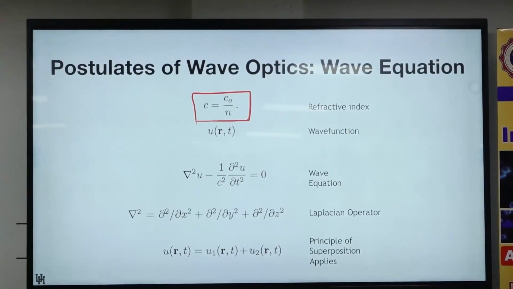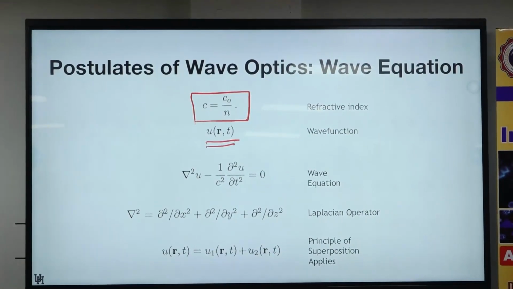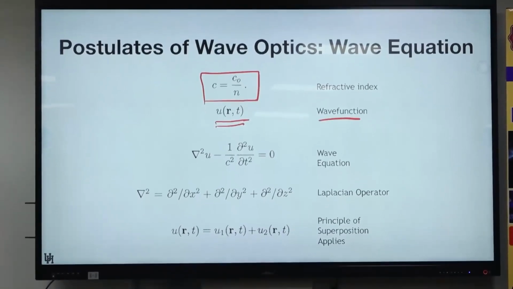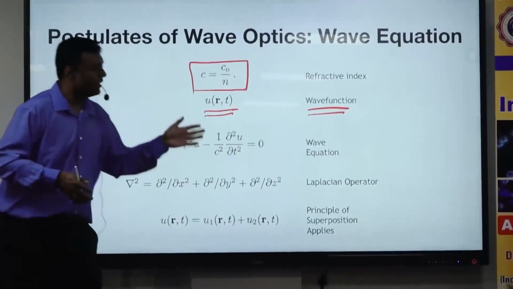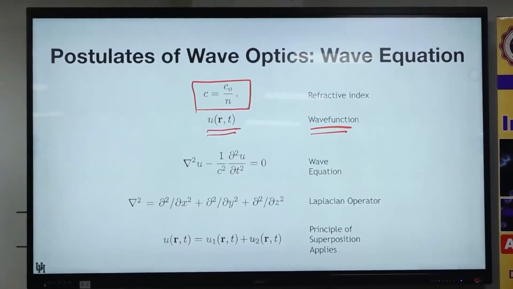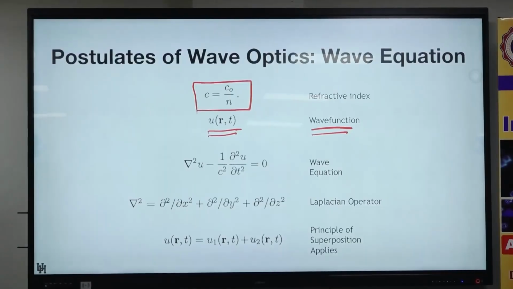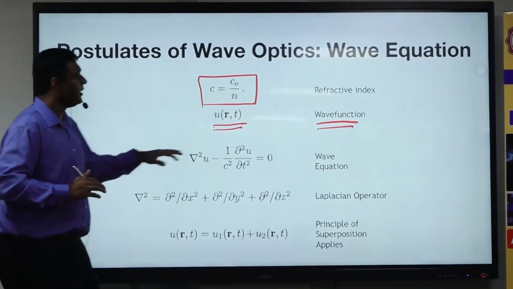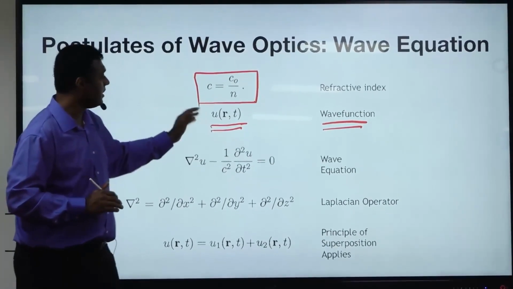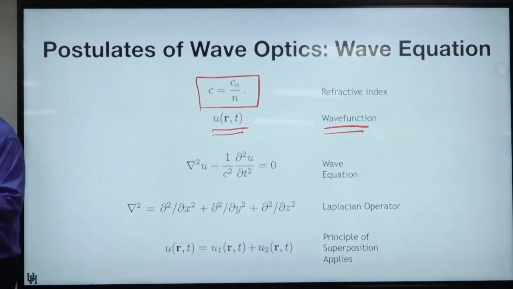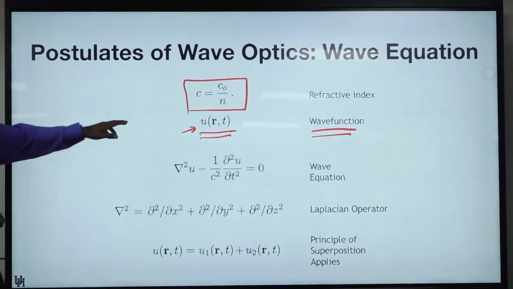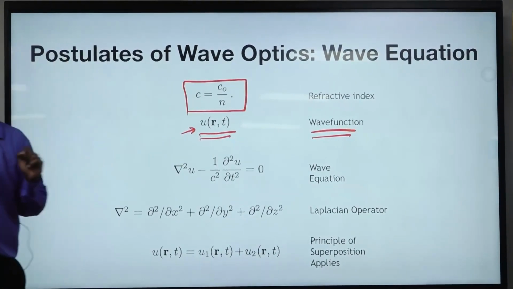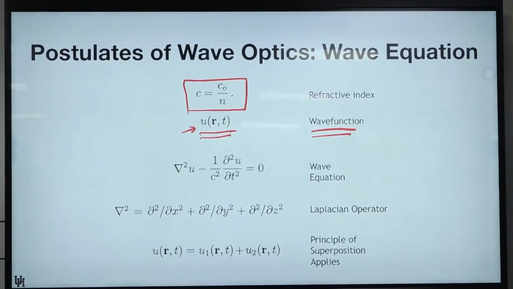Okay, then the second thing is there is such a thing as a wave function. You might have heard this word wave function in the context of quantum optics or something of that sort. This is a simpler version of that, where it's a function u, which is a function of space, 3-dimensional space x, y, z, and 1 dimension of time. So it's x, y, z, and time.